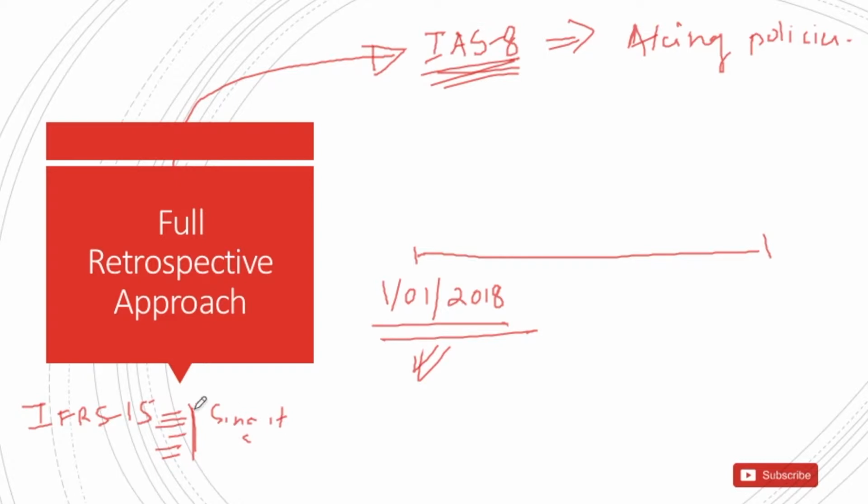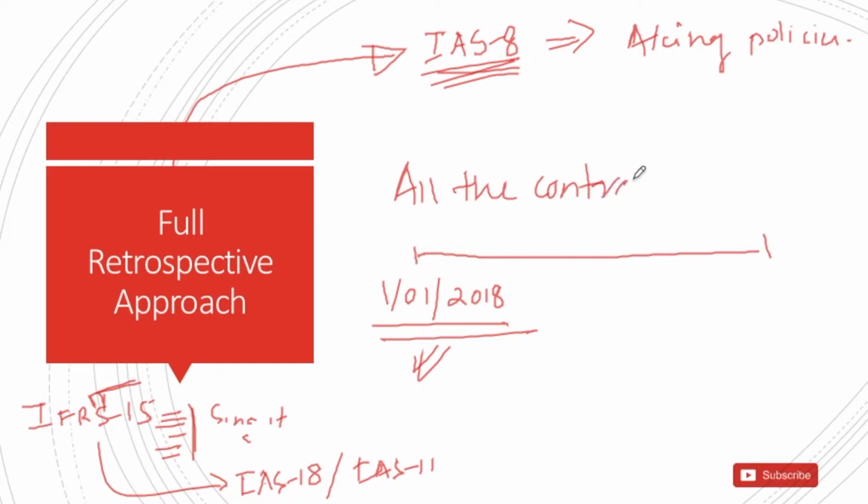since its inception, which means that there was no IAS 18, there was no IAS 11. IFRS 15 was in existence retrospectively, which means there was only IFRS 15. There was no IAS 18, no IAS 11. Now you need to revalue all the contracts based on the requirements of IFRS 15.